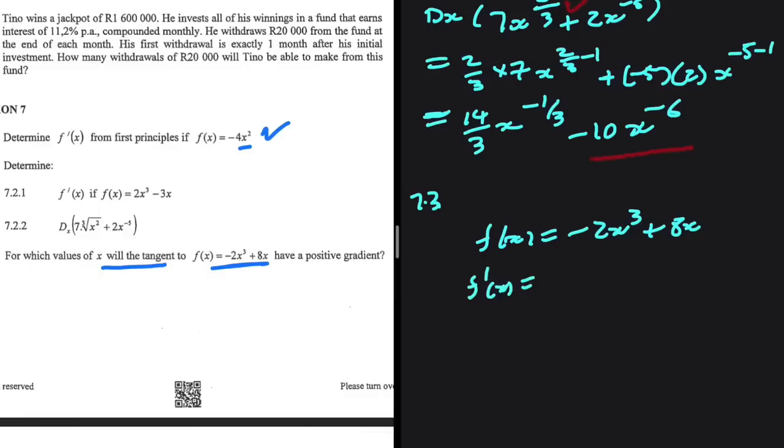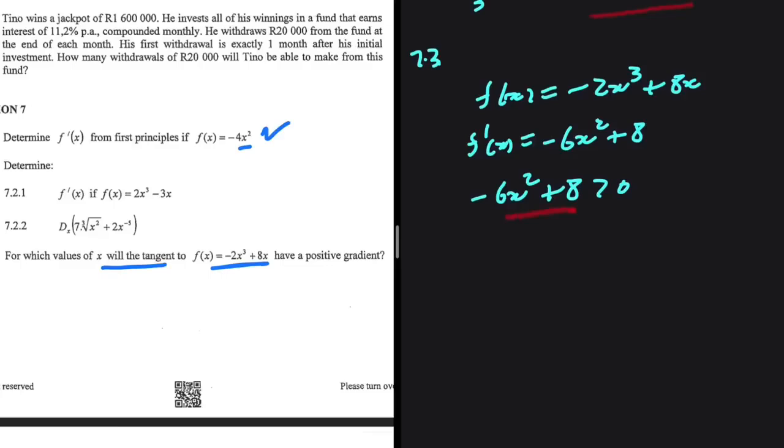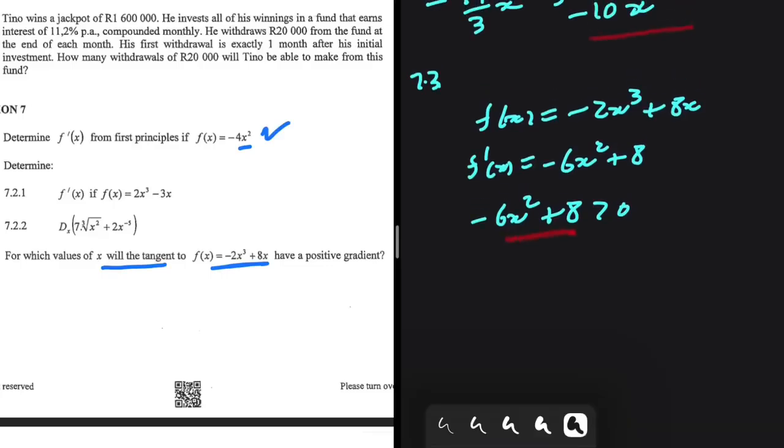So we're just derivating using the power rule. We're going to have minus 6x squared plus 8. So we're looking for values of x for which minus 6x squared plus 8 is greater than 0, right? Because that's where the gradient will be positive. This equation is the equation of the gradient of f of x. Right, so let's go ahead and solve that. We're going to have minus 6x squared being greater than minus 8. We're taking plus 8 to the right-hand side.